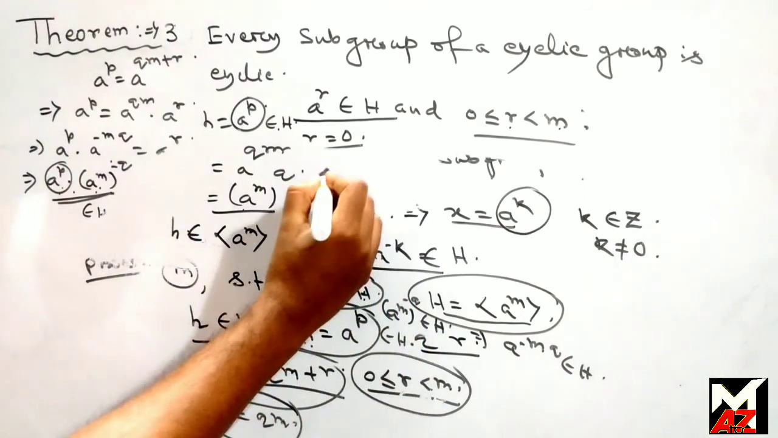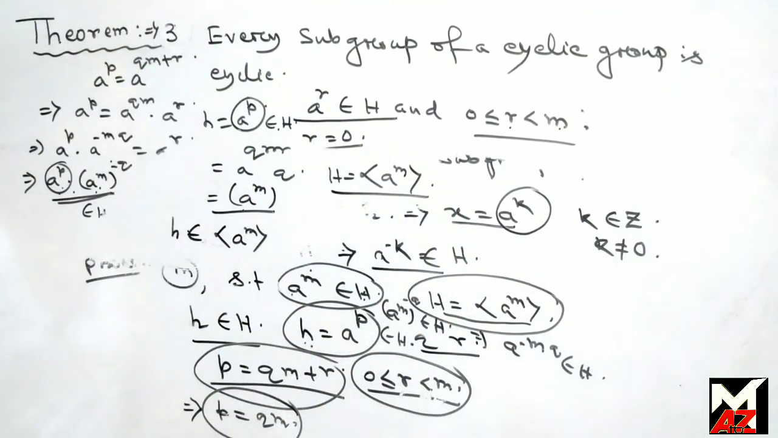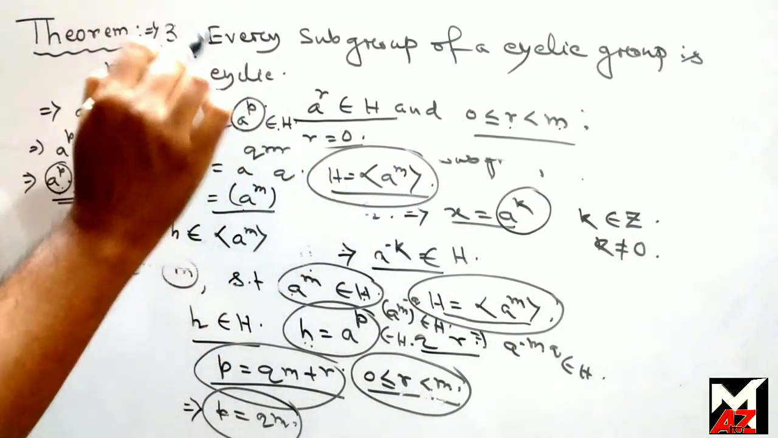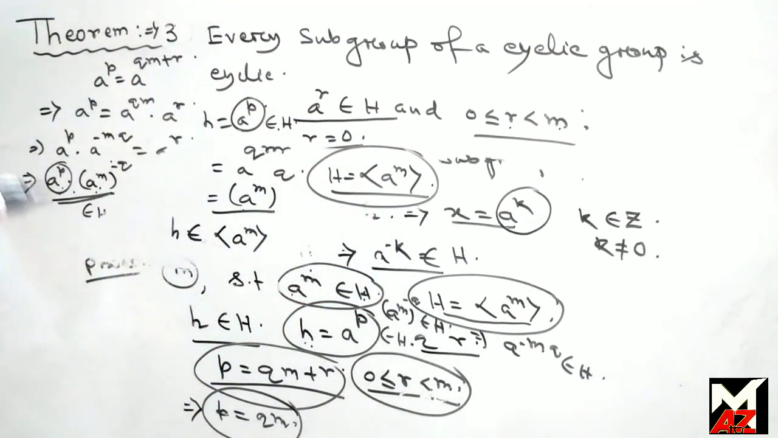So we can write H is a cyclic group generated by a to the power M, and this must be cyclic, and the generator of the subgroup is a to the power M, where M is the least positive power of a which belongs to H. So we say that every subgroup of a cyclic group is also cyclic, which may be an improper subgroup, may be a trivial subgroup, or may be a proper subgroup.